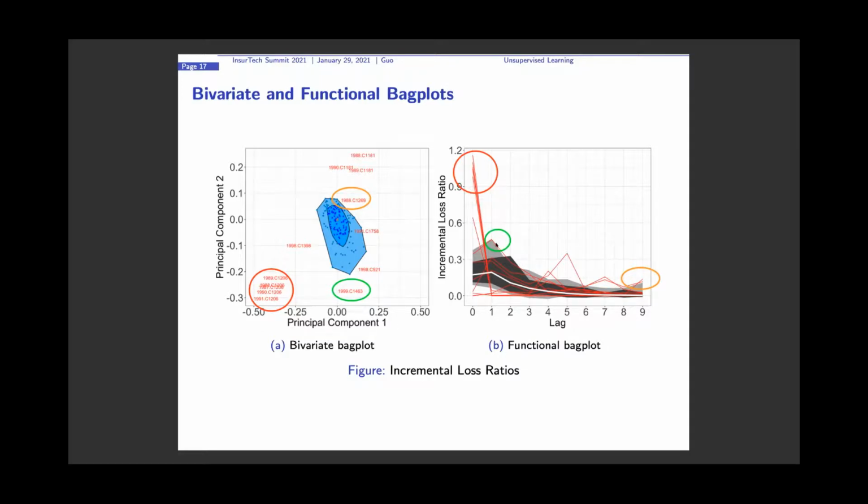Again, the green circle here, this observation is mapped to the functional bagplot, which corresponds to the green circle here. You see just a slightly higher than the 99% fence in terms of the ILR in lag 1. Again, the yellow circle here points to the abnormally high ILR in lag 9.